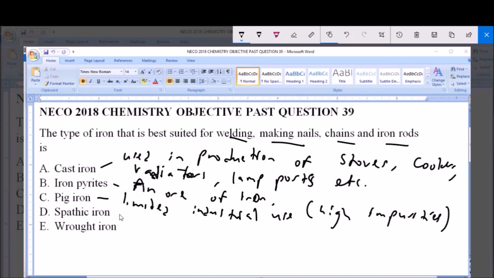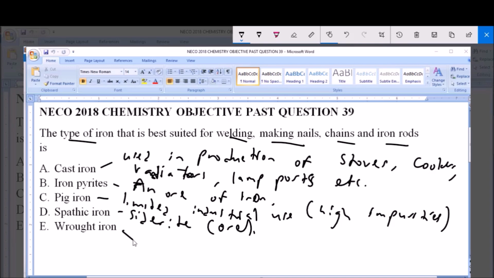Now spatic iron is also referred to sometimes as siderite, which is also an ore of iron. So similar to iron pyrite, spatic iron or siderite is an ore used in the production of various types of iron, not a type of iron.